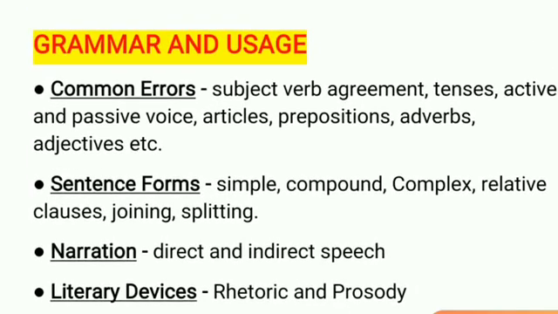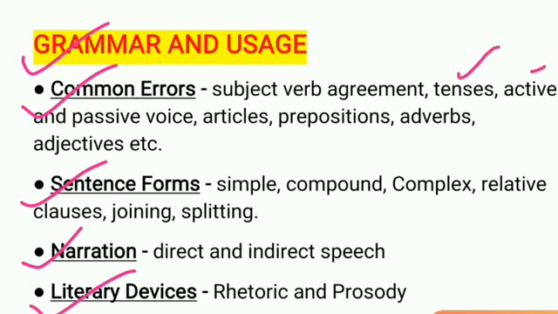Last but never the least, the grammar and usage section. The grammar and usage section can be divided under 4 distinct heads. One is the common errors section. The second one is sentence forms. The third one is narration. The fourth one is literary devices. What should you read under the common errors section? Subject-verb agreement, tenses, active and passive voice, articles, prepositions, adverbs, adjectives, etc.